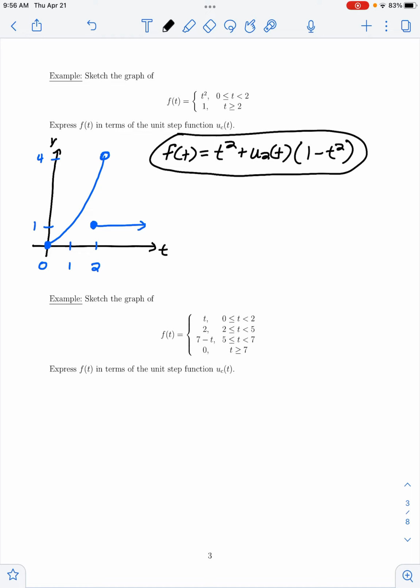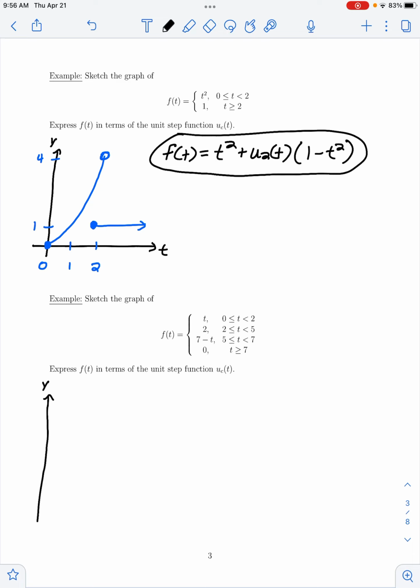So let's look at another example of this. In the next example, we are asked to sketch the graph of this function and express it in terms of the unit step function. So let's take a look at our graph first.